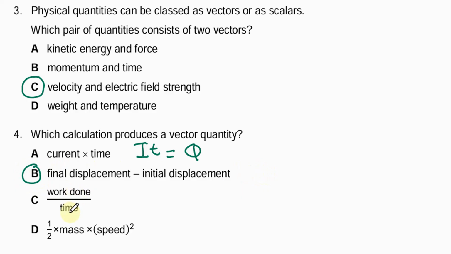Work over time is power, which is a scalar. A half times the mass times the speed squared is kinetic energy. And we know energy is a scalar. So it's not D. Neither is it C.